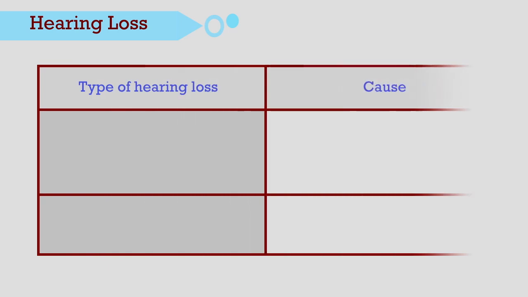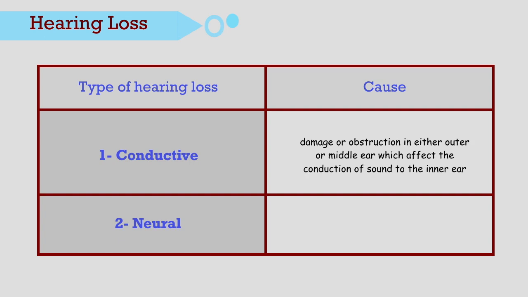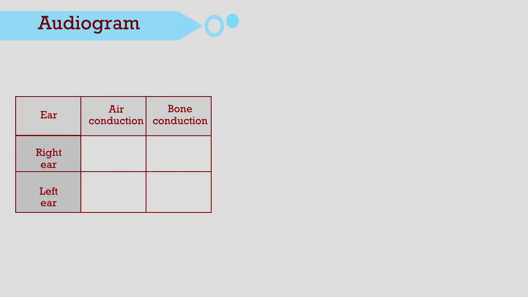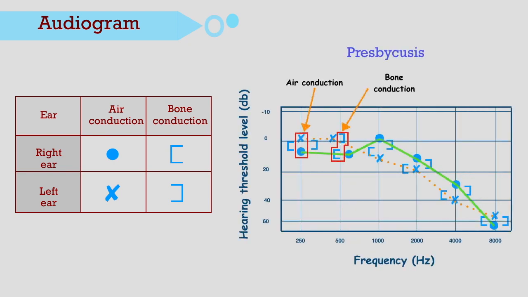Hearing loss. There are 2 types of hearing loss: conductive and neural hearing loss. Conductive hearing loss is caused by damage or obstruction in either the outer or middle ear, which affect the conduction of sound to the inner ear. Neural hearing loss is caused by permanent damage to nerves in the inner ear. The X and O symbols represent the air conduction, and the left and right brackets represent bone conduction. In presbycusis, people lose the ability to detect high-frequency sounds, as whenever the frequency of the sound increases, their ability to perceive the sound decreases, and the sound loudness should be higher in order for them to hear the sound.